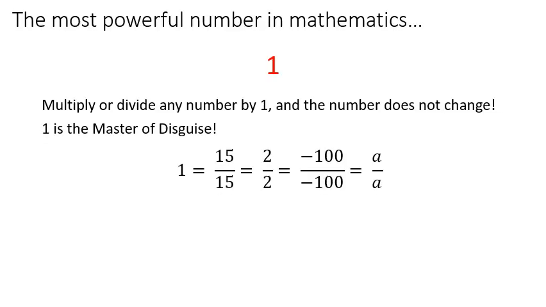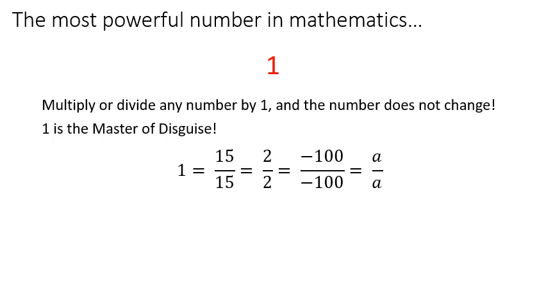First of all, the main thing that we're going to be using is the number one. And I like to say that the number one is the most powerful number in mathematics. The reason why is because you can multiply or divide any number by one and that number doesn't change. So I call it the master of disguise.